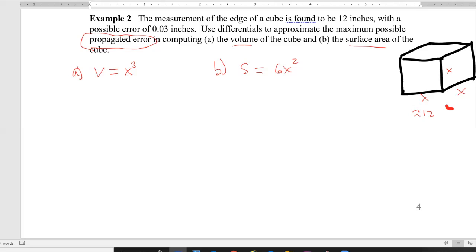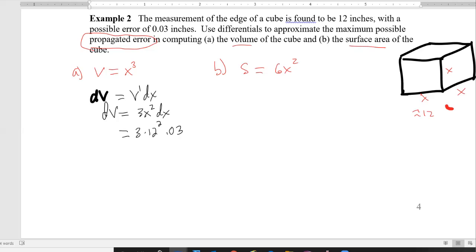So here, dV is basically V prime dx. Well, that's 3x squared dx. So there's dV. Now let's put in our numbers. We have a 3, we have a 12 as measured for our x, and the dx was 0.03.